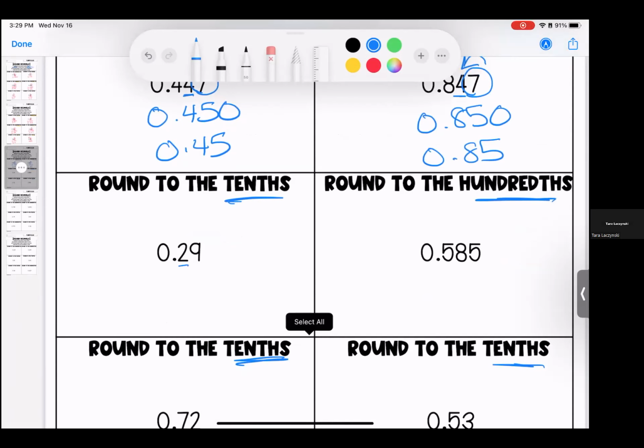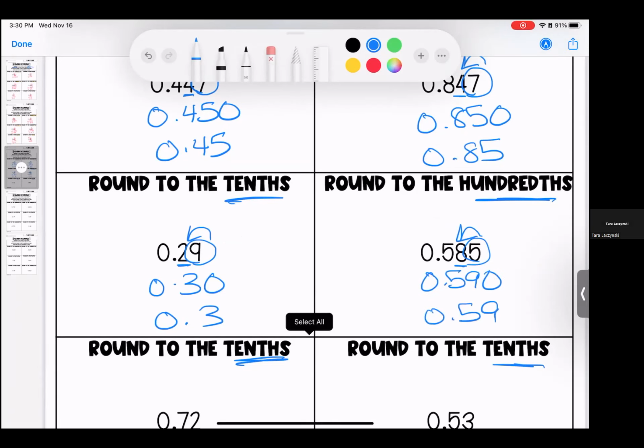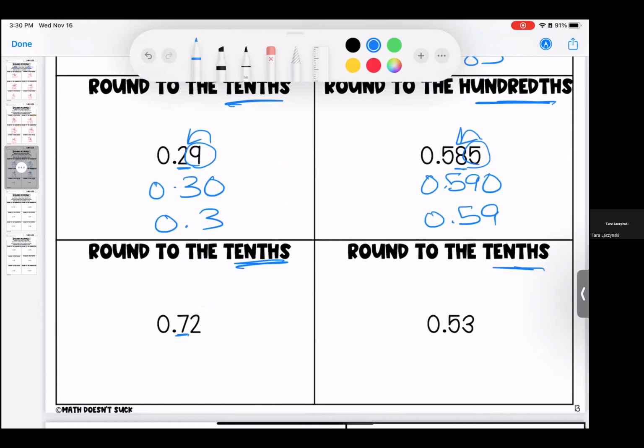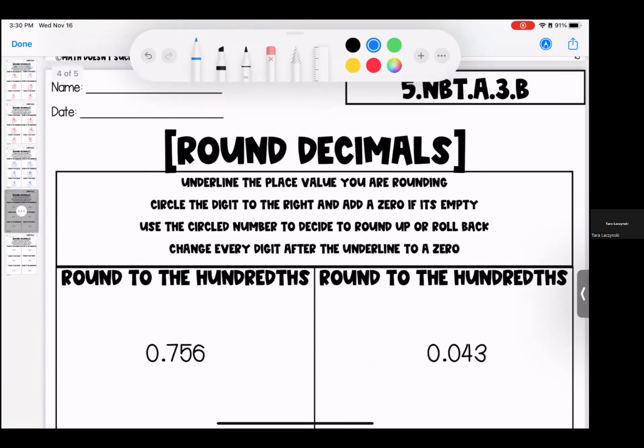Rounding to the nearest tenth, that means the 2 is being rounded. The 9 makes my choice. So 30 hundredths or 3/10ths. Rounding to the nearest hundredth, that means that 8 is going to become a 9. Rounding to the nearest tenth, rounding the 7, the 2 tells me what to do. Round down or roll back. Rounding to the nearest tenth, rounding the 5, the 3 tells me what to do. 50 hundredths or 5/10. Any questions? As always, please bring them with you to class.